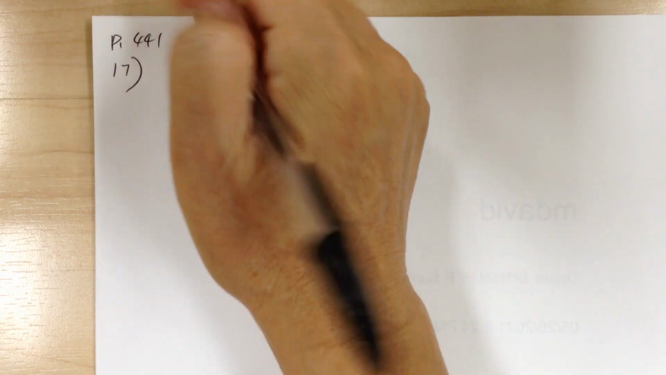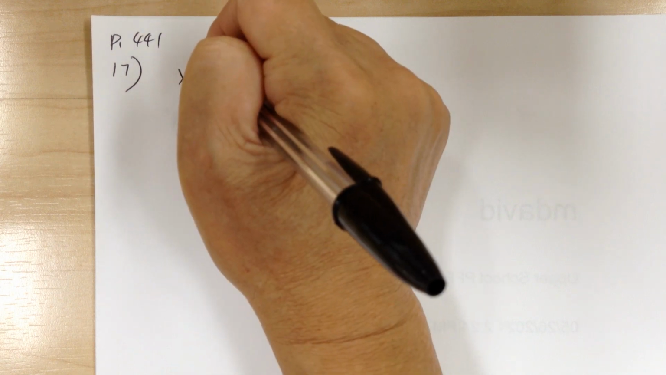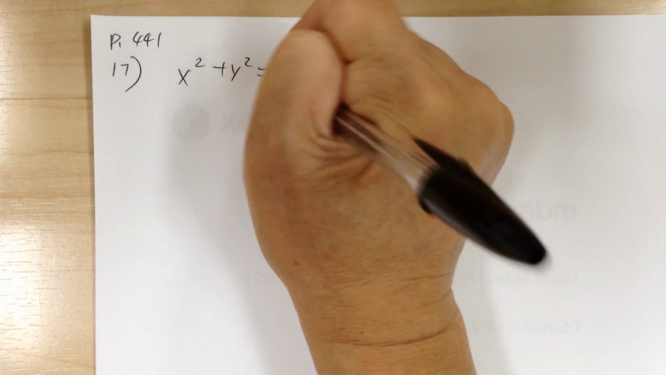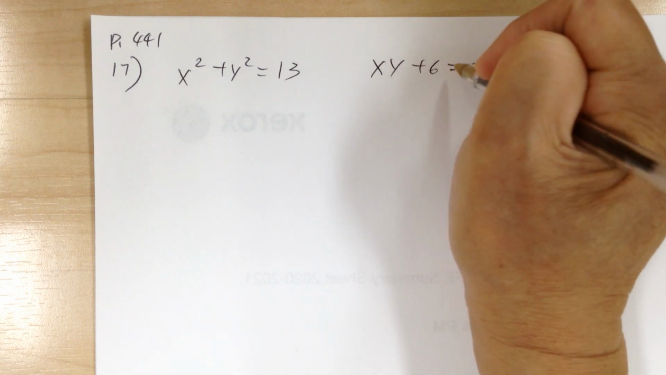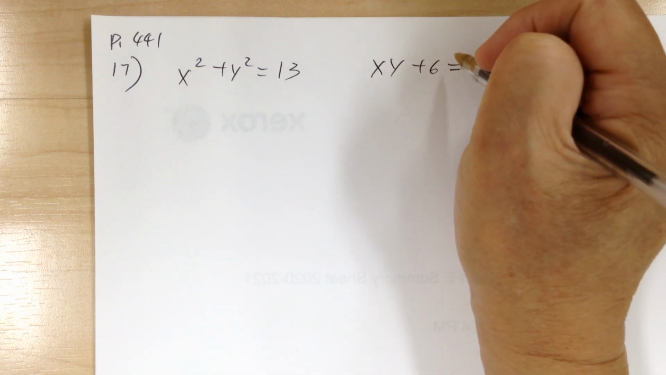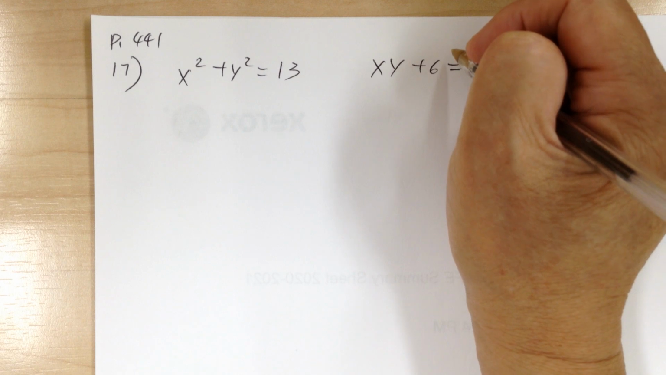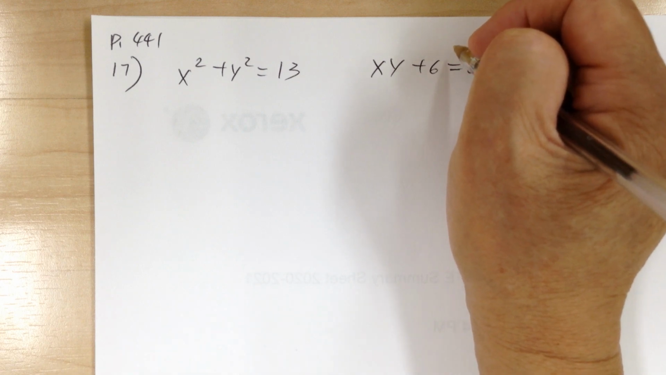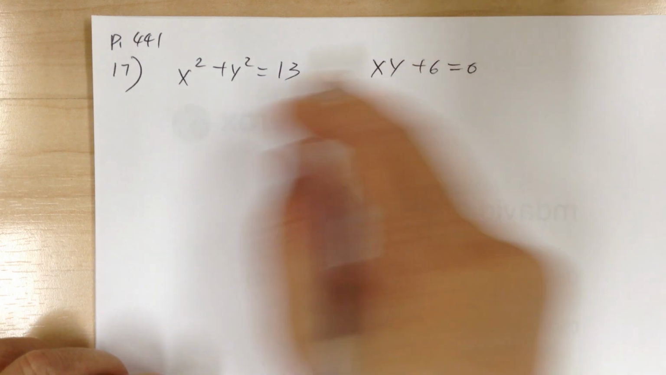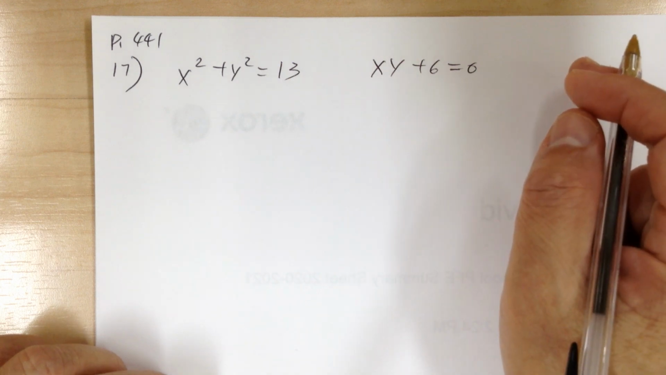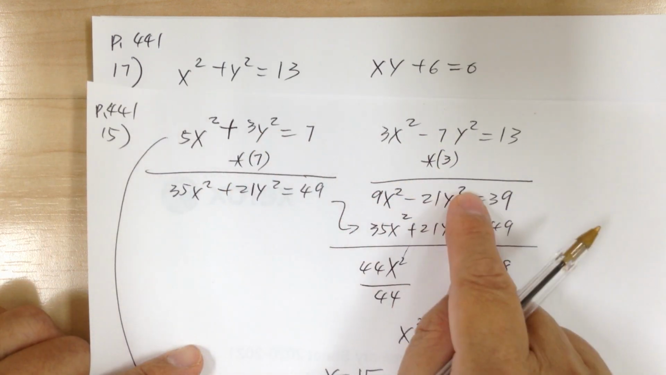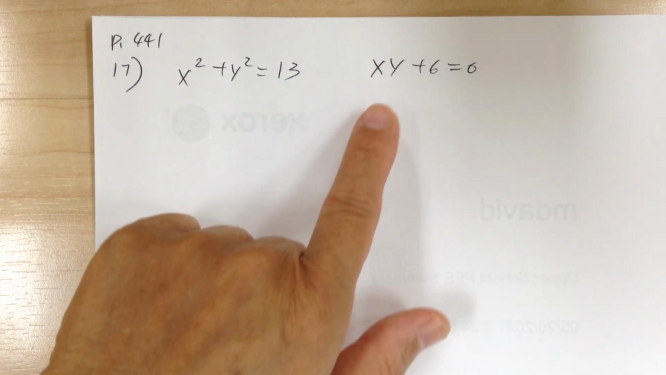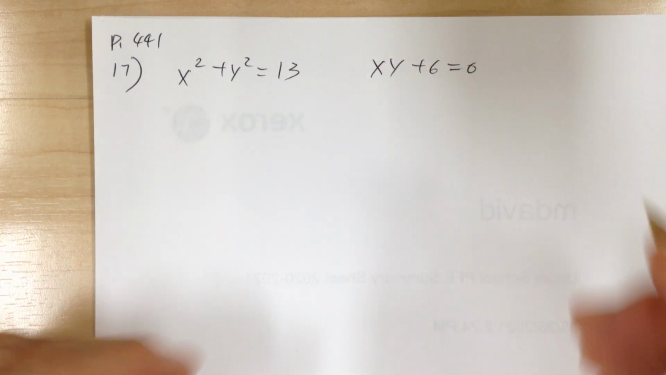Okay, number 17, you got x squared plus y squared equal to 13, and xy plus 6 equal to 0. This one is kind of bad, so you have to be very careful with it. These 2 equations are totally different. When the equations are similar, you use the elimination method. But when the equations are very different, you want to use the substitution method.